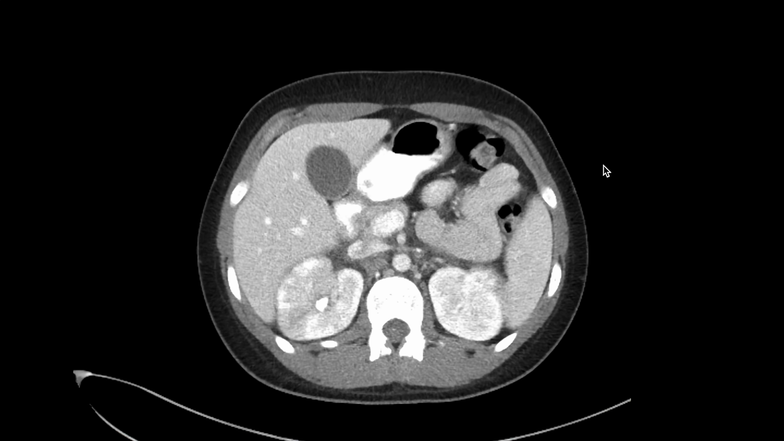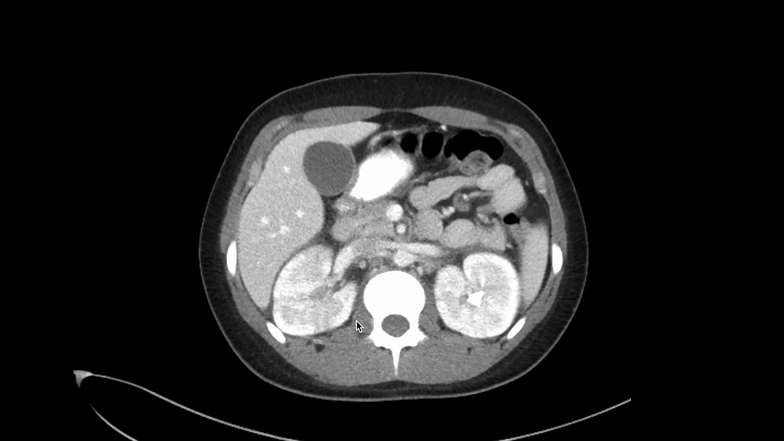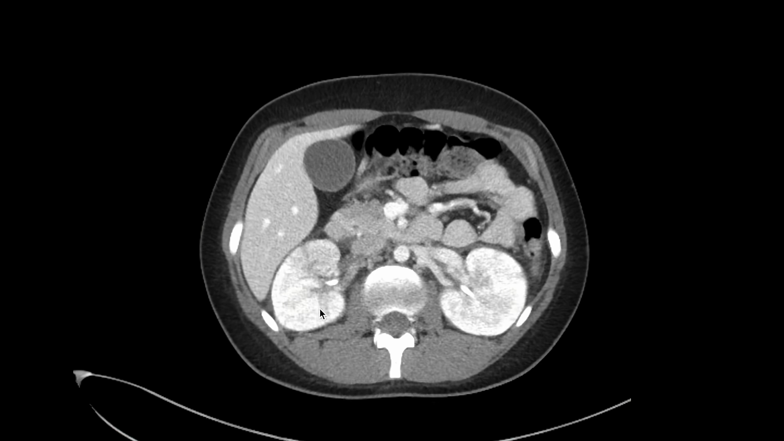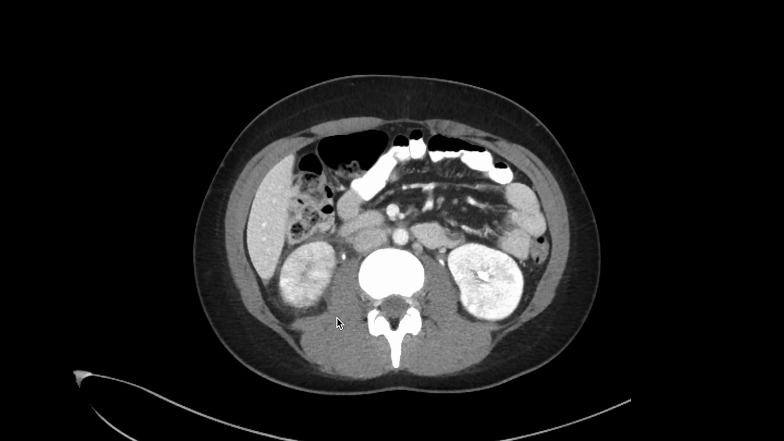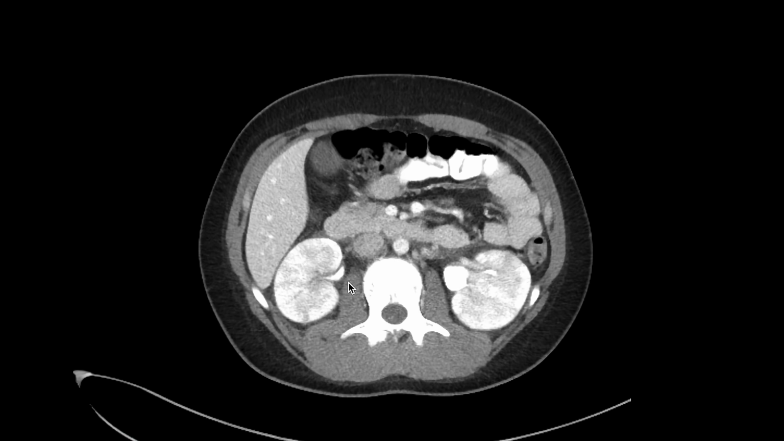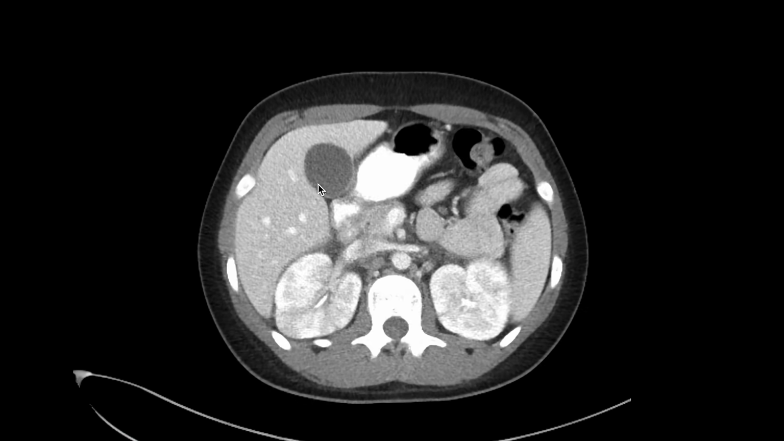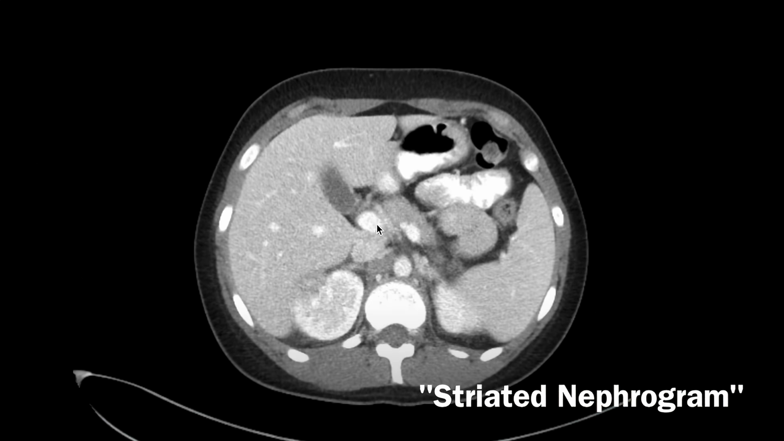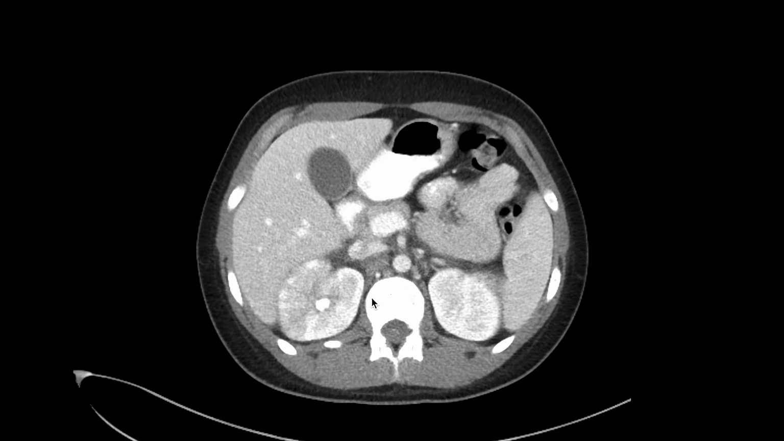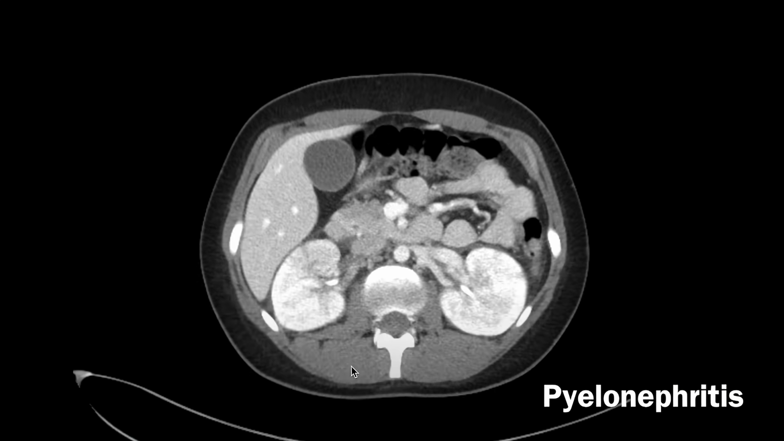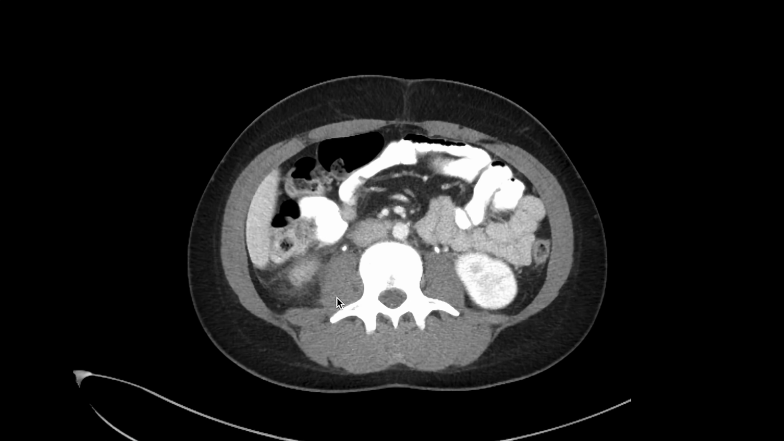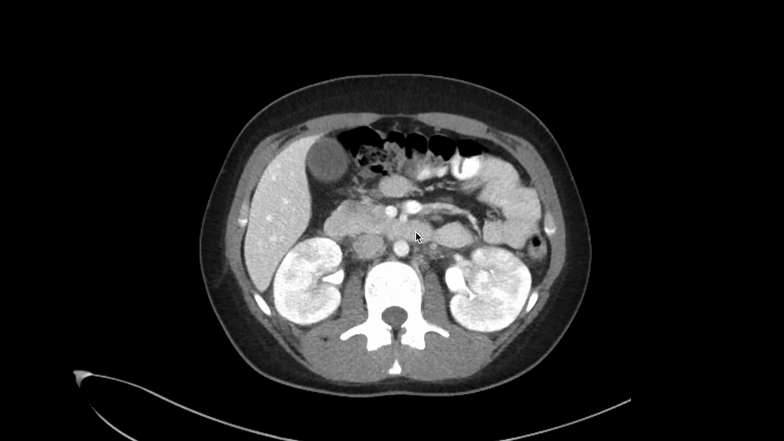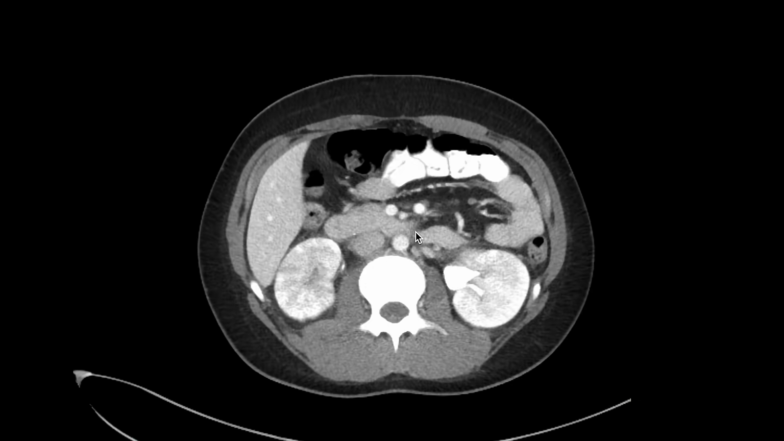So in this phase, you'd expect the kidneys to enhance relatively homogeneously. And in the right kidney specifically, also a little bit on the left, but mainly on the right, you'll notice multiple areas of patchy hypoattenuation in the cortex that are somewhat linear and wedge-shaped in many locations. This is called a striated nephrogram appearance, and there are a number of causes of that, one of the more common being pyelonephritis. And you'll also notice some stranding and inflammation around the right kidney. This was a patient who had a pyelonephritis or infection of their right kidney.